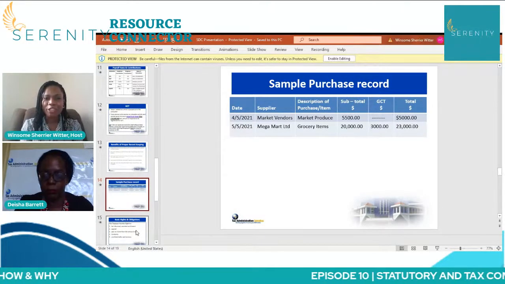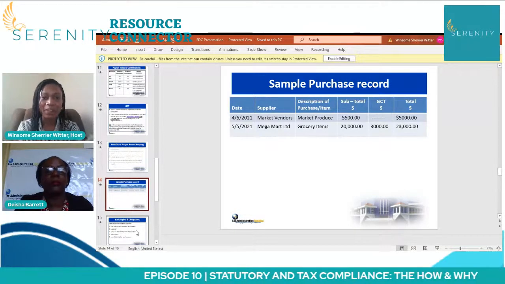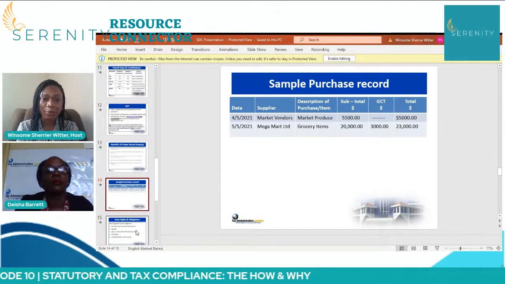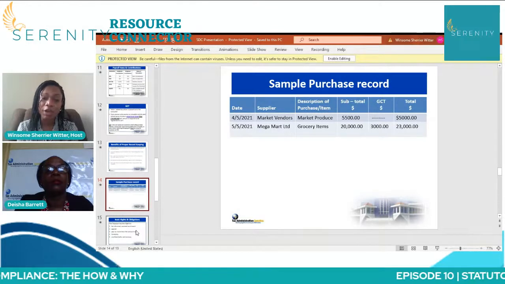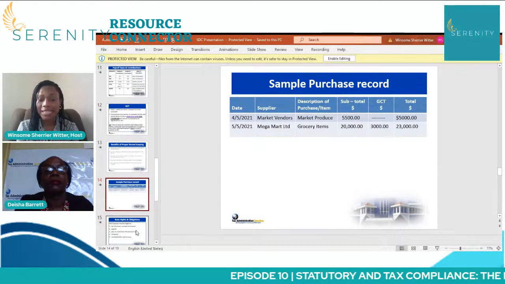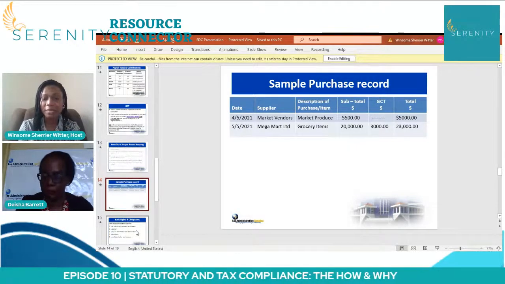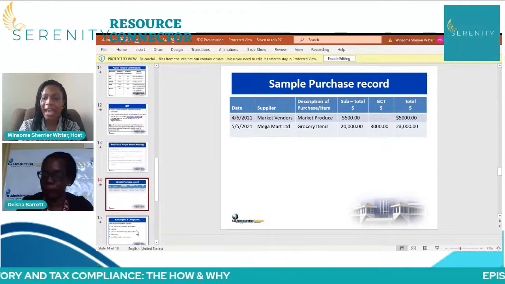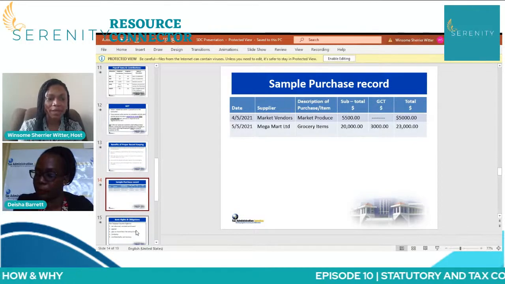Here's a sample purchase record. Outlines the date. So if you don't have a system in place, here's a sample. Outlines the date, the supplier, the description of the purchase, because you want to record what it is that you are paying for, what the total is. If there's GCT, you document that separately because you want to have that information for your filing. And then you have your total, which is the gross payment that you made.